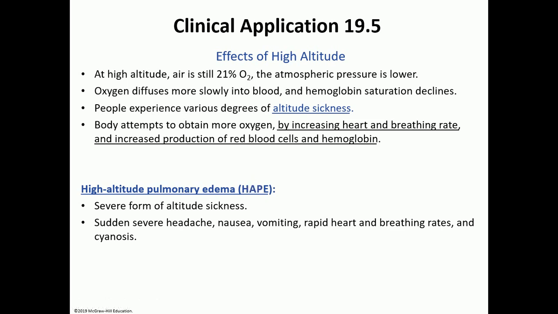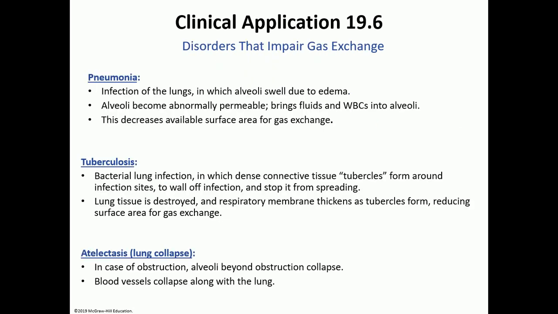HAPE, or high altitude pulmonary edema, is a very severe form of altitude sickness that could lead to, as you can see from the name, pulmonary edema, so there is swelling in the lungs. It leads to severe headache, nausea, vomiting, tachycardia, and tachypnea, which is rapid breathing rate, and it can even lead to cyanosis, where the patient starts turning blue.